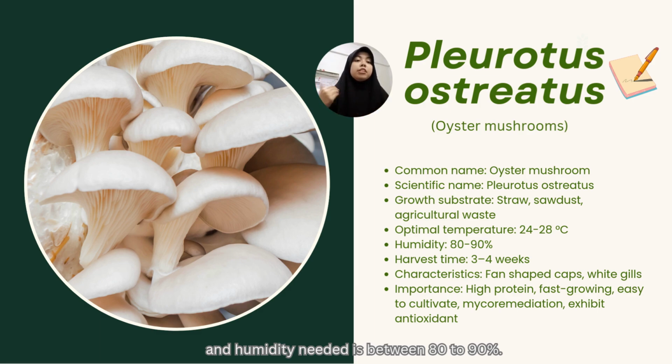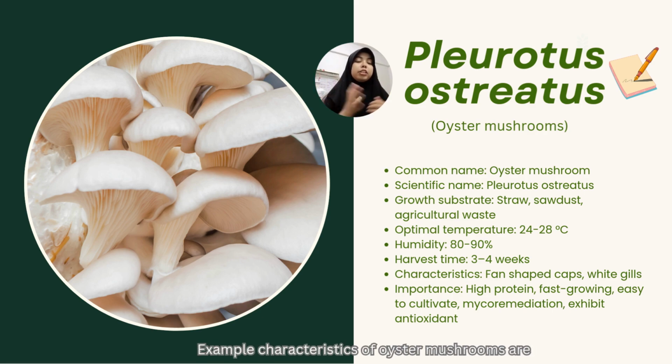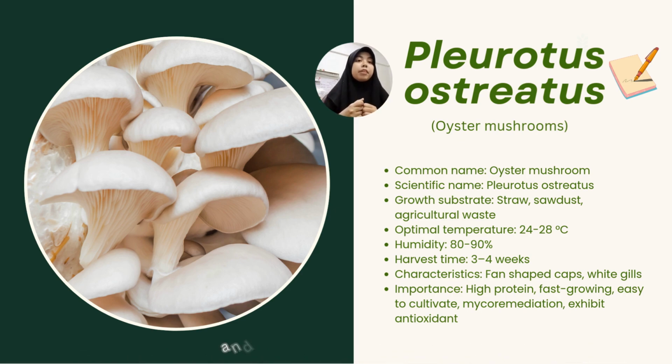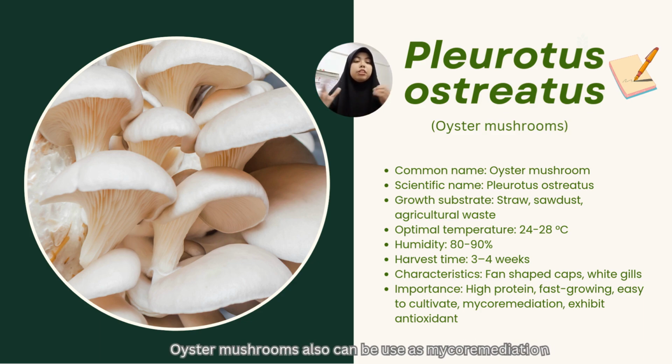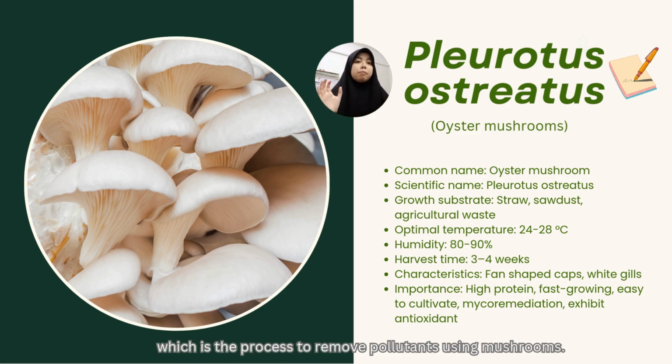We can harvest this mushroom 3 to 4 times in a week. An example characteristic of oyster mushroom is it has fan-shaped caps and white gills. This mushroom is important because it contains high protein, exhibits antioxidant properties, and is also fast-growing and easy to cultivate. Oyster mushroom also can be used for mycoremediation, which is the process to remove pollutants by using mushroom.